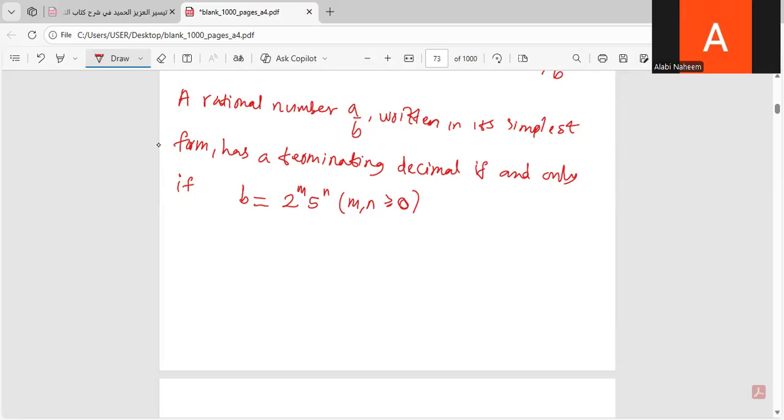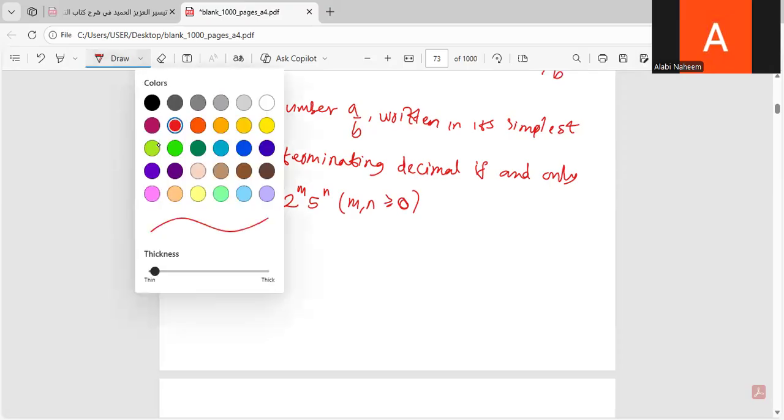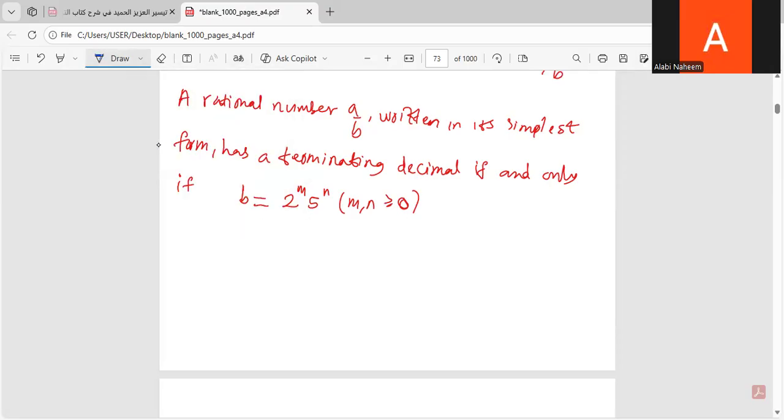Now let's try to analyze it. The principle says a rational number A over B, written in its simplest form. Written in its simplest form means the fraction is already in its lowest term. What do you mean by lowest term? Usually you have fractions like 25 over 100. They will say reduce this fraction to its lowest term, meaning simplify completely. So we'd say 25 goes into 25 once, and into 100 four times. We have 1 over 4. So this is the simplest form of the fraction 25 over 100.